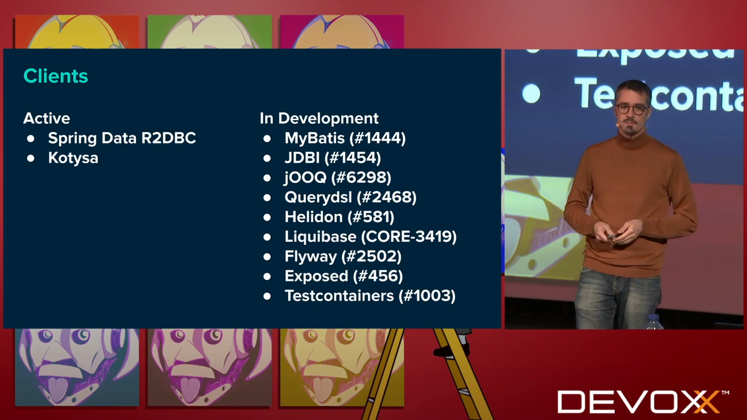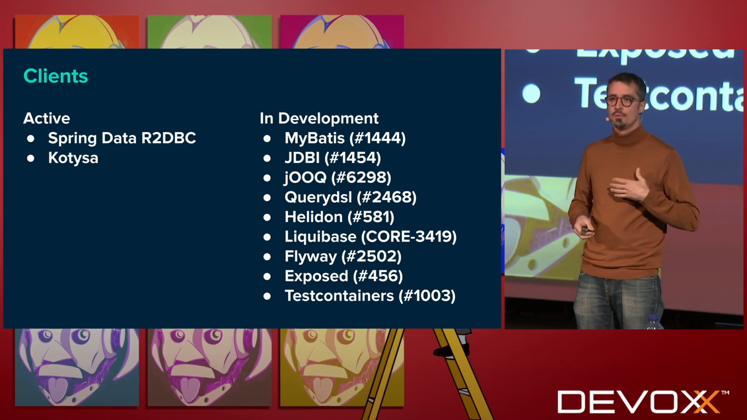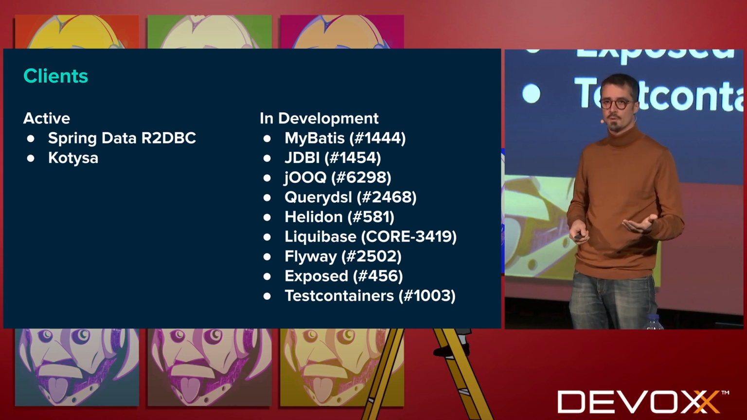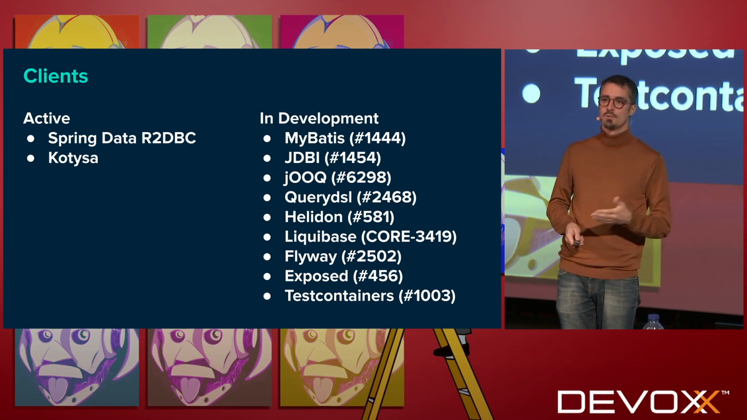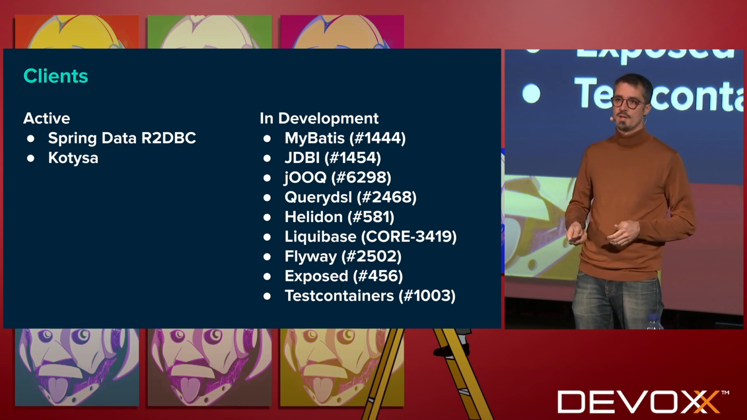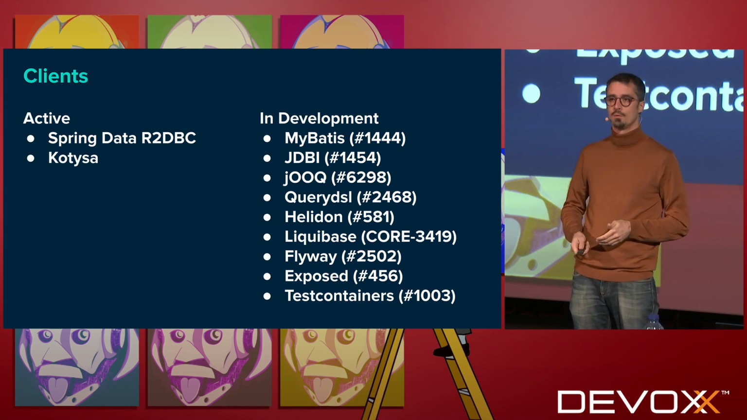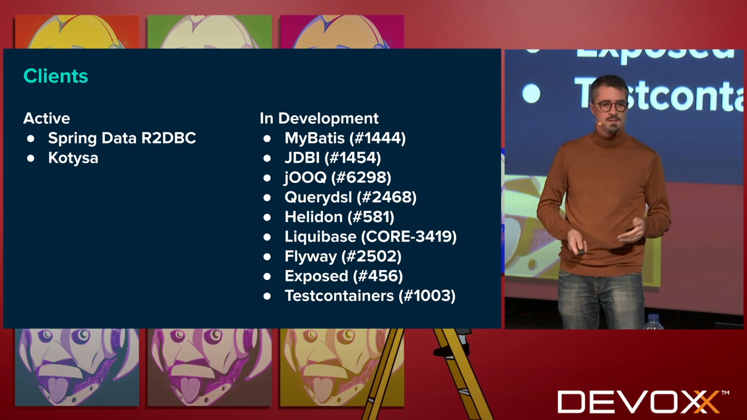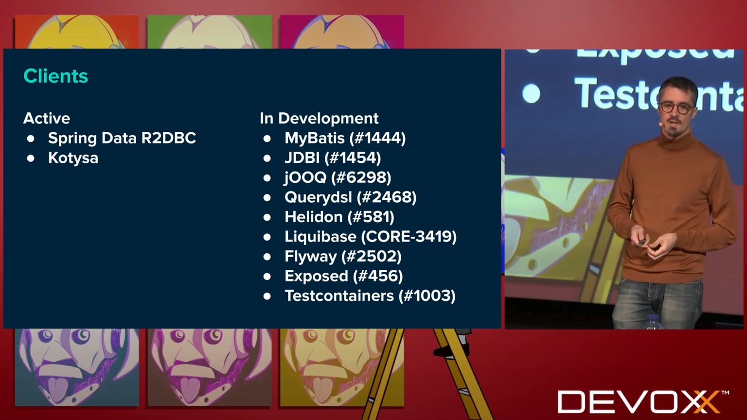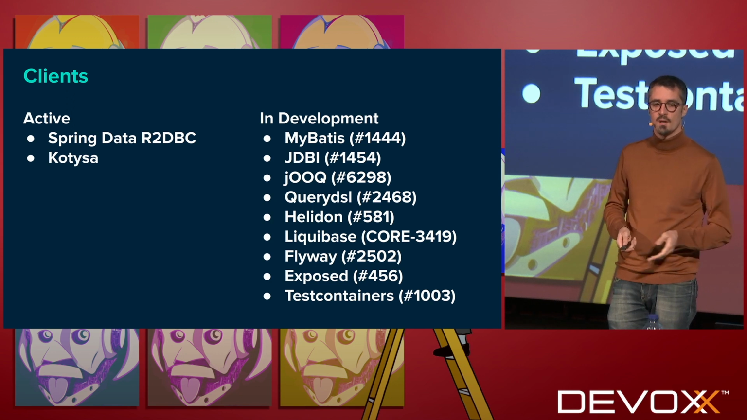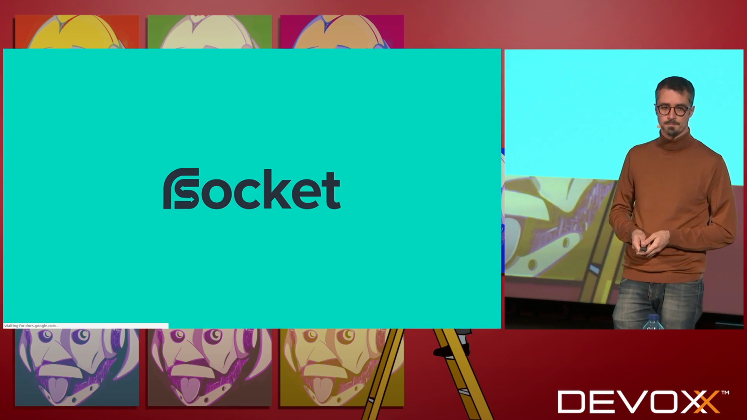In terms of clients, by clients, I mean how do you use R2DBC as a developer? The one that we are going to see today is Spring Data R2DBC. That's a Spring Data project that exposes an API that allows you to deal with reactive SQL. There are other ones. You see a lot of clients in development, and I have linked the various GitHub issues for this support.